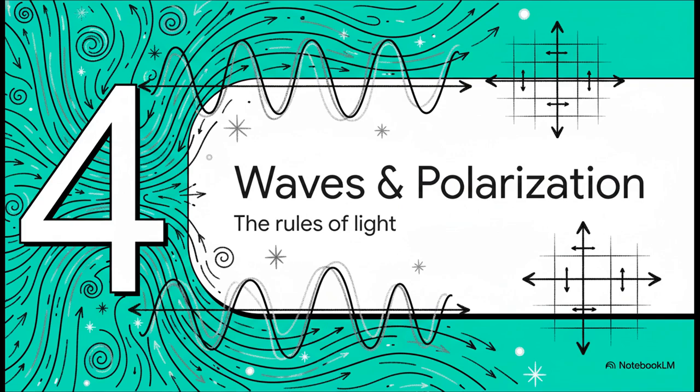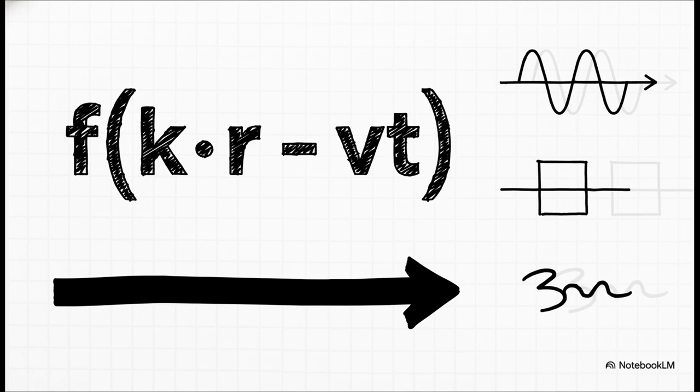All right, the last two problems on the exam are a little more abstract, but they get right to the very heart of what light and all electromagnetic waves really are. They're about the fundamental rules of the road. So question 4 basically asks, what's the universal recipe for a wave? What's the mathematical signature that tells you something is a wave?